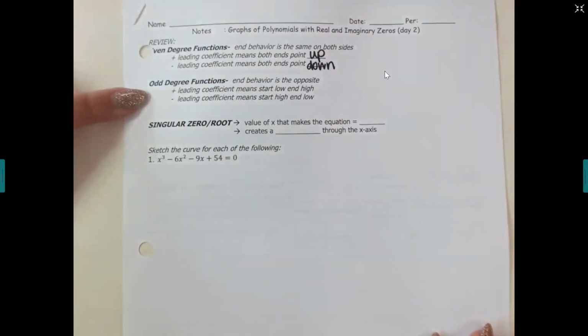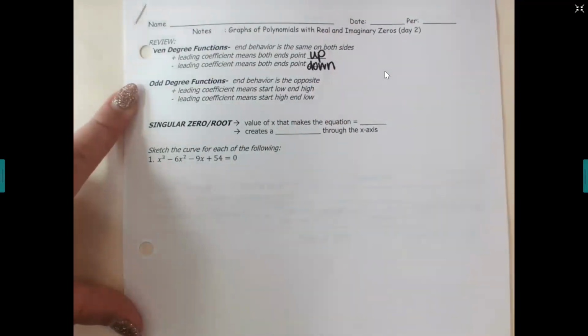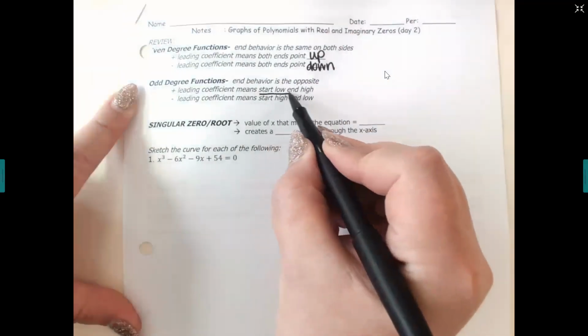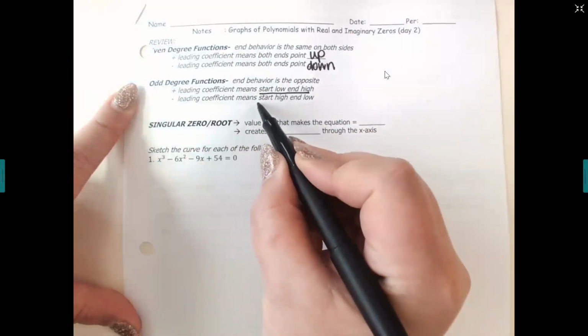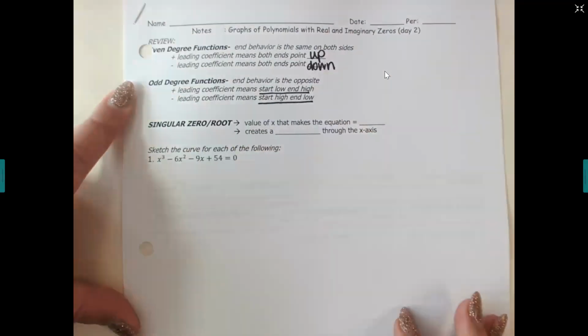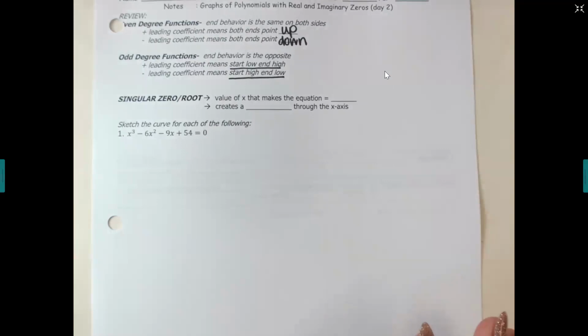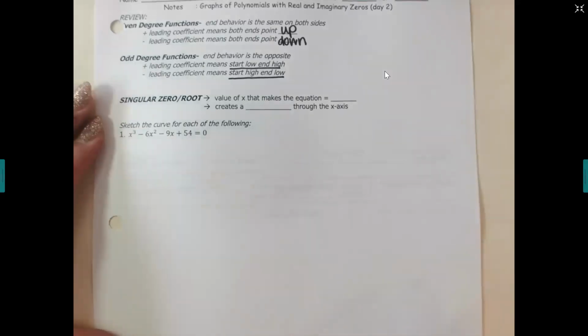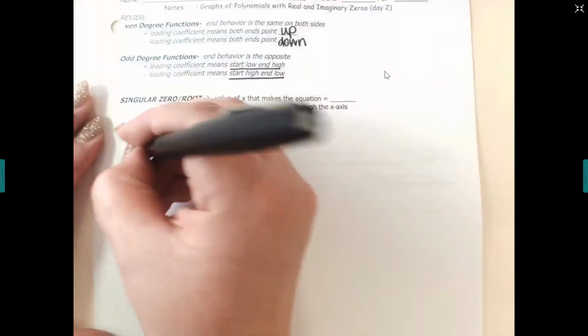Okay, for an odd degree, your ends are going to go opposite ways. A positive odd, you're going to start low and end high. Negative odd, you're going to start high and end low. So let's take a look at number 1. Okay, first question, the highest power is an x3. Is that odd or even? Okay, this is an odd degree.